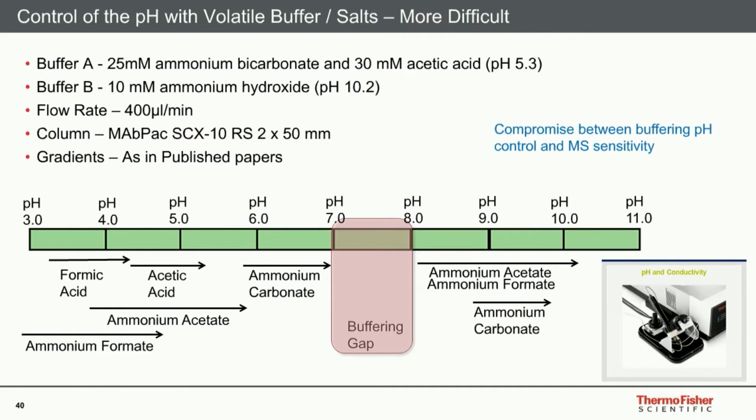Before I move on, I would like to just mention the details regarding the buffers we have used. For buffer A, we used ammonium bicarbonate, 25 millimolar, mixed together with 30 millimolar acetic acid, and that comes out to a pH of 5.3. And in buffer B, we've used 10 millimolar ammonium hydroxide. That comes out to a pH of 10.2. And then we used that short column, 50 millimeter in length and 2 millimeter in diameter, the MAPAC SCX column with a flow rate of 400 microliters per minute.